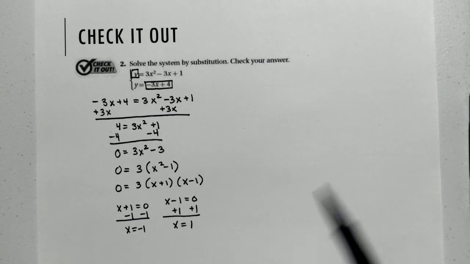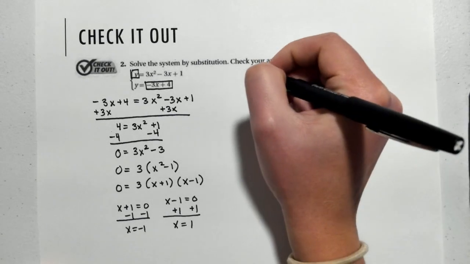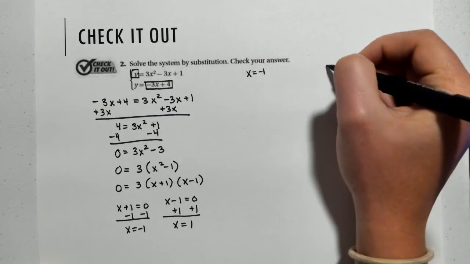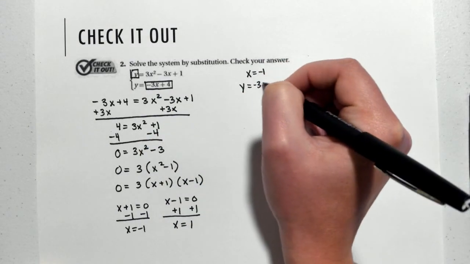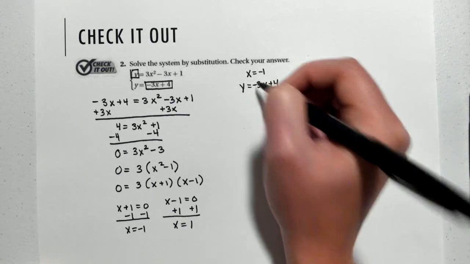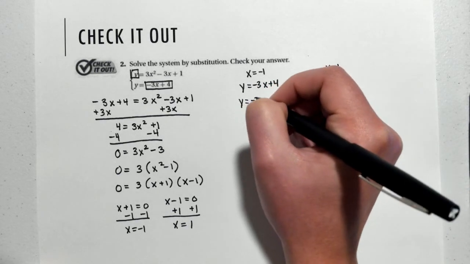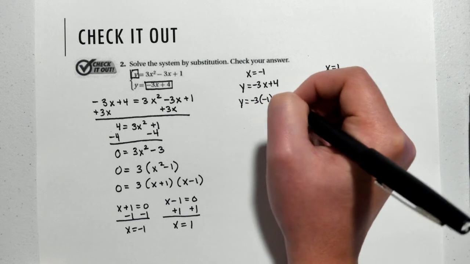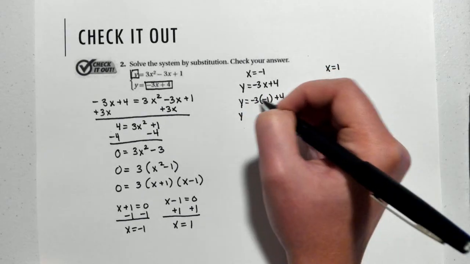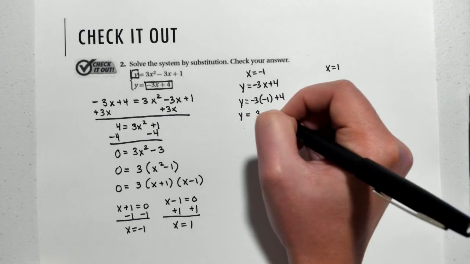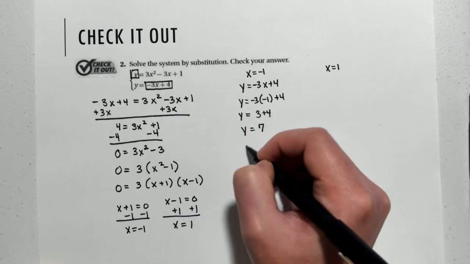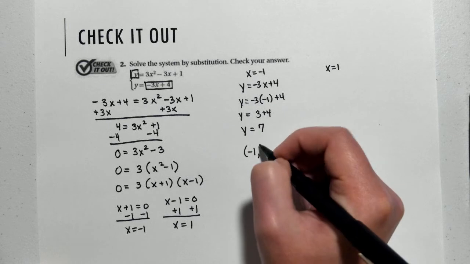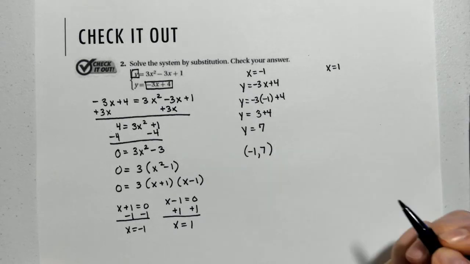You will get the same answer, it just might take a little bit longer. So I'm going to do x equals negative 1 and x equals positive 1. So I'm going to use y equals negative 3x plus 4. So I'm going to have y equals negative 3 times negative 1 plus 4. Negative 3 times negative 1 is a positive 3. Plus 4 gives me 7. So the solution for x equals negative 1 is negative 1, 7.